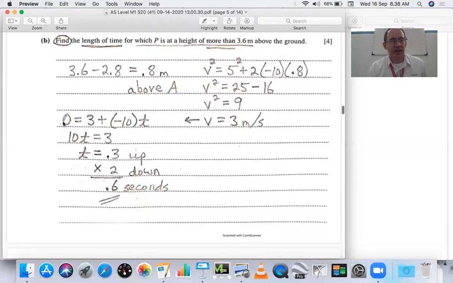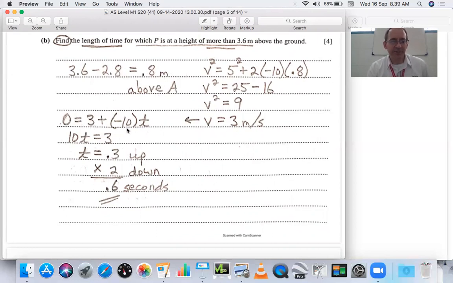So we just use v equals u plus at, where v, again, our velocity at the top, was 0. Our initial velocity, with respect to this 3.6 meters above the ground, or 0.8 meters above A, is 3 meters per second.